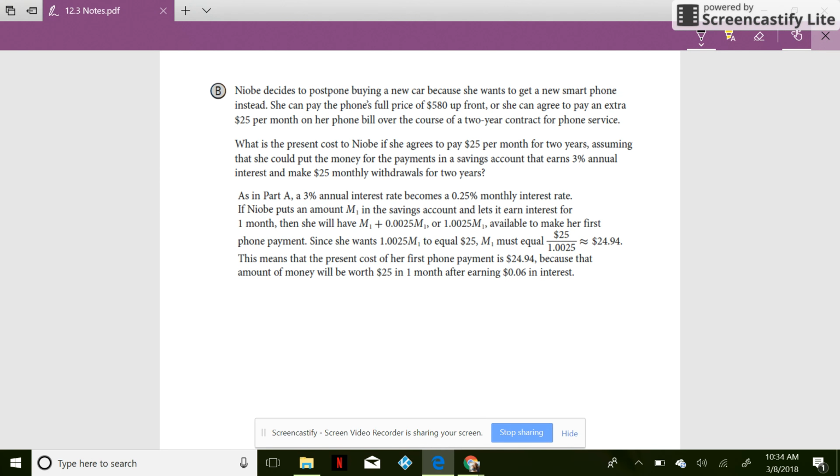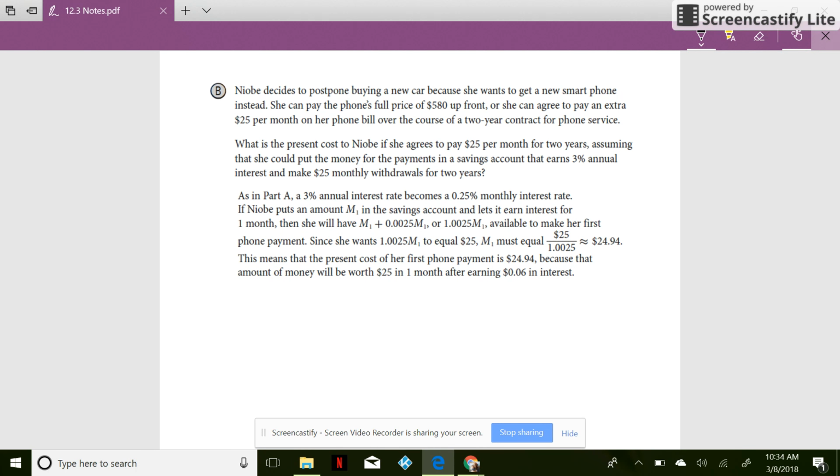So let's say she decides to postpone buying a new car because she wants to get a new smartphone instead. She can pay the phone's full price of $580 upfront, or she can agree to pay an extra $25 per month on her phone bill over the course of a 2-year contract for phone service. So what is the present cost to Niobe if she agrees to pay $25 per month for 2 years, assuming that she can put the money for payments in a savings account that earns 3% annually interest and make $25 monthly withdrawals for 2 years?